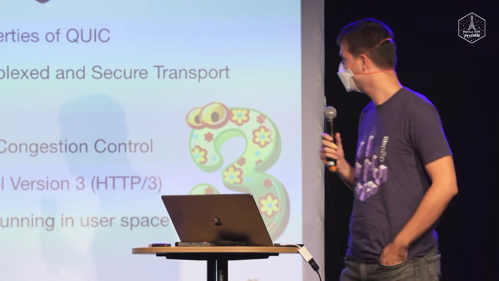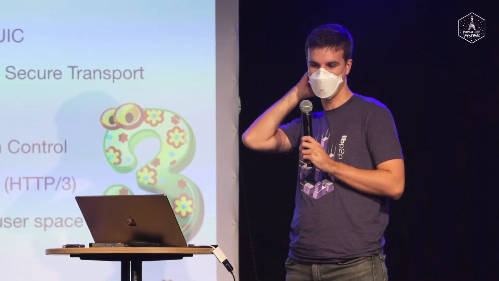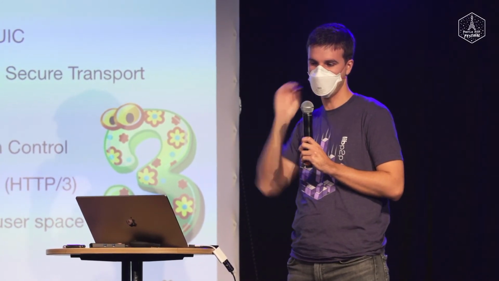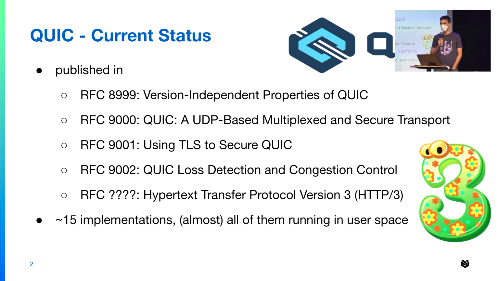QUIC is a new transport protocol. It's defined in a range of RFCs, starting with 8999 to RFC 9002. And the publication of the RFC describing HTTP3 is still outstanding, will happen later this year. I myself have been part of the IETF QUIC working group since the beginning in late 2016, and I've followed all the process and participated in all the discussions that led up to these RFCs.